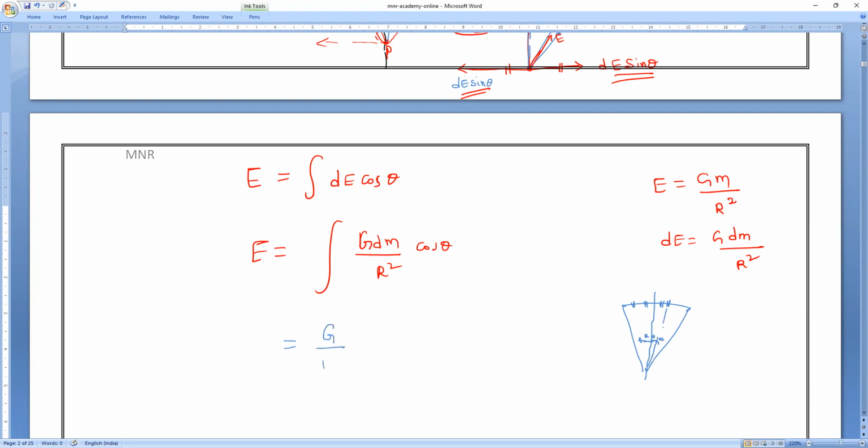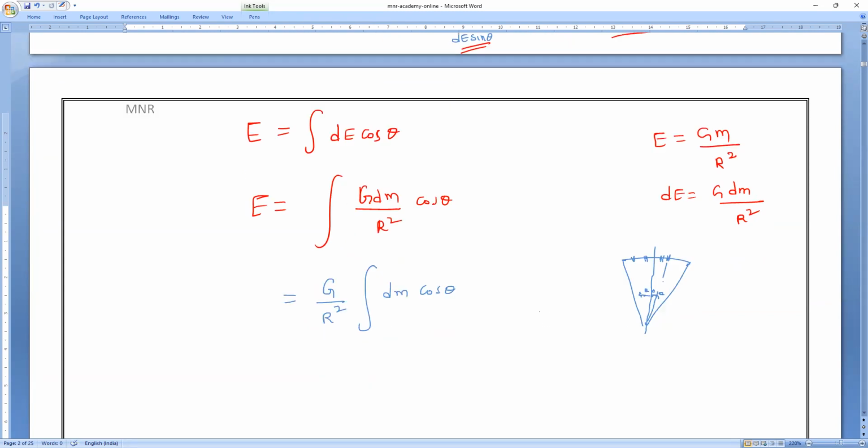So I'll take the G by R square constant, which is dm into cos theta. Now dm we have to find. So how to find dm? We are all very familiar with it.